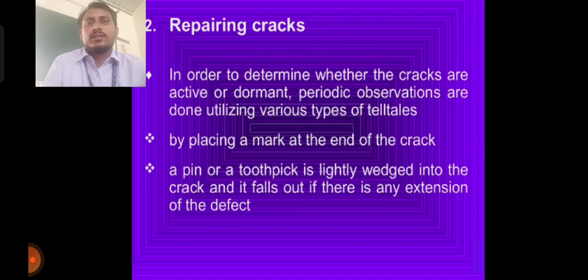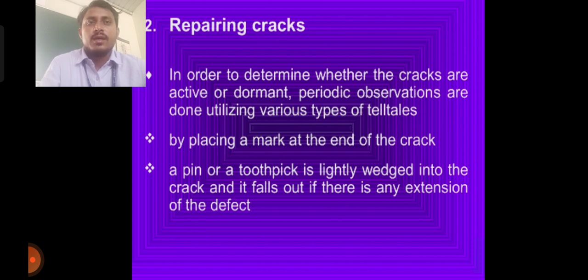Now, the repairing of cracks. How do we repair the cracks? First you need to identify whether the crack is in a dormant stage, which means it is not active, or whether the crack is in an active stage. To determine whether the cracks are active or dormant, periodical observations are done utilizing various types of telltales.